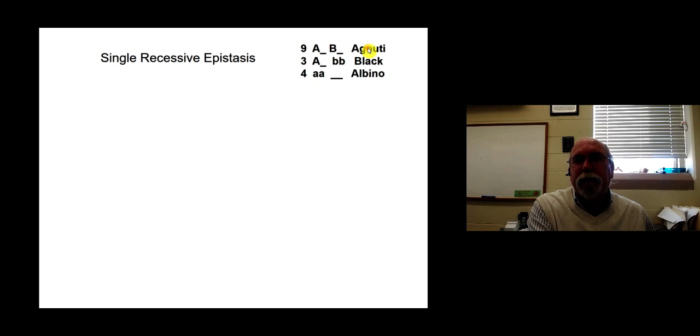Well, if I got a big B, I'm an agouti, the gray. If I'm two little b's, I'm black. Well, but look here, I don't care. I'm an albino anyway, all right? So think about where this ratio comes from.